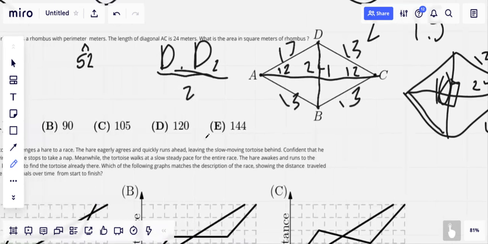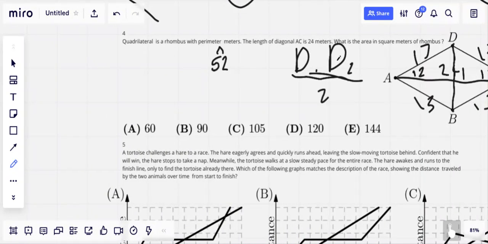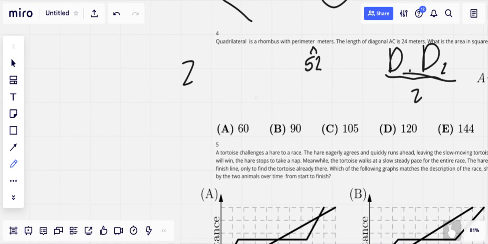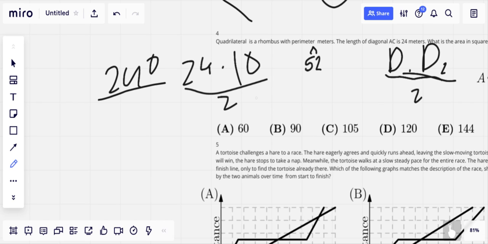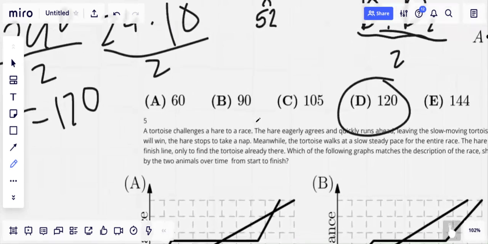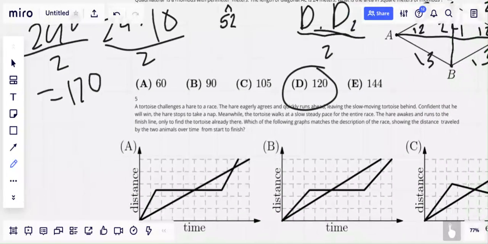So we can substitute our values in d1 times d2 divided by 2 to get 24 times 10 over 2. So 240 divided by 2, which is equal to 120. So D.